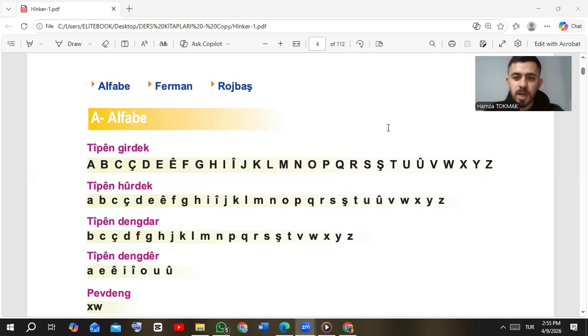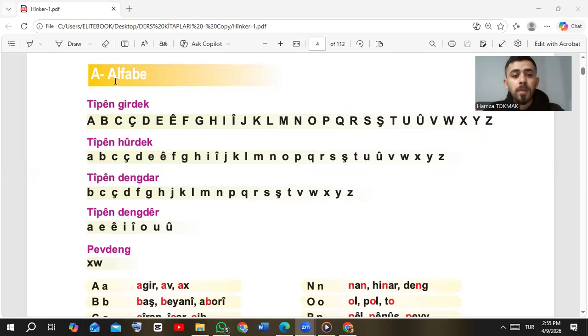I am Mamusta Hamza. We will learn the alphabet together in this lesson today, and we will start with the capital letters, then small letters, and then we have a different type of voice in Kurdish. I will talk about it, and our lesson will end. Alfabe means alphabet in Kurdish.